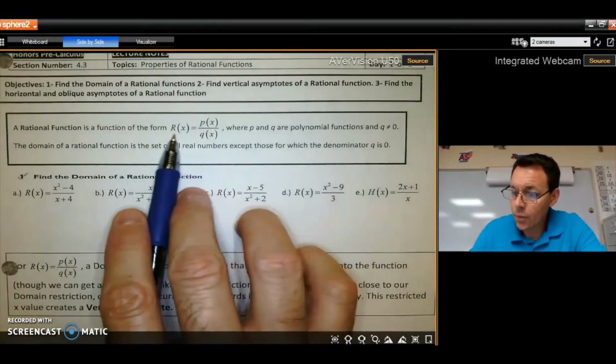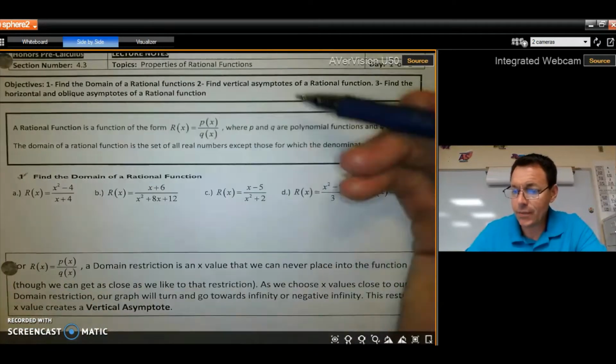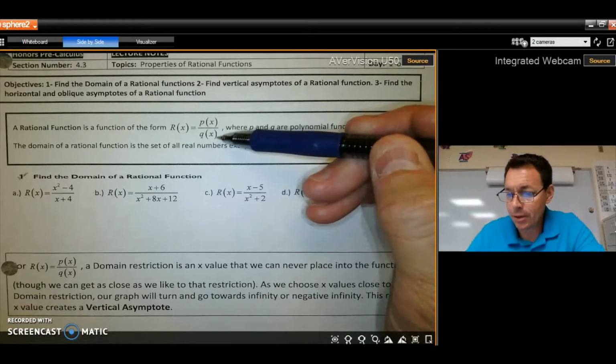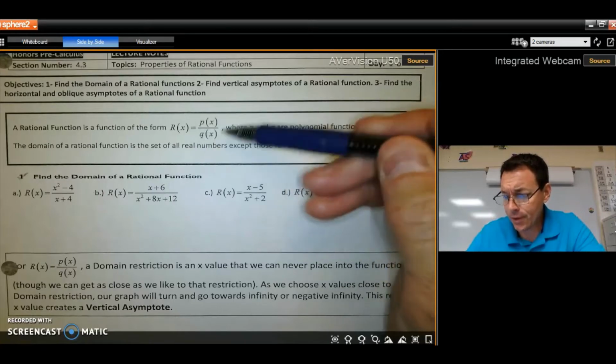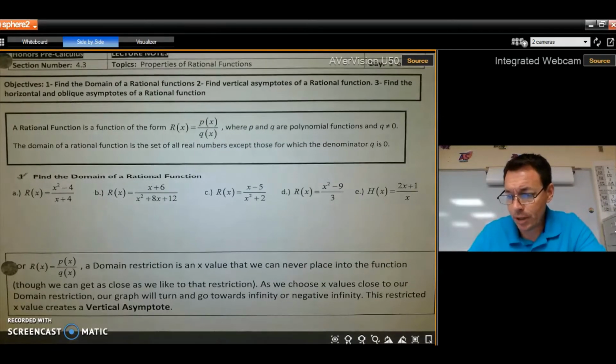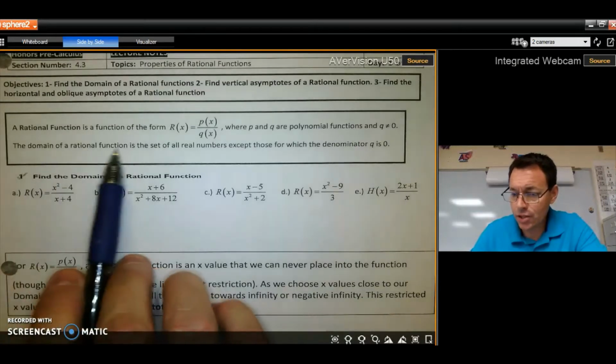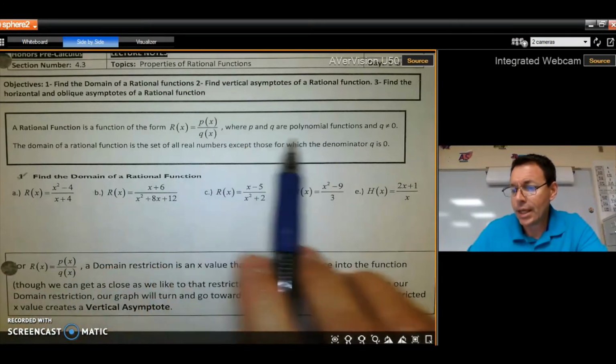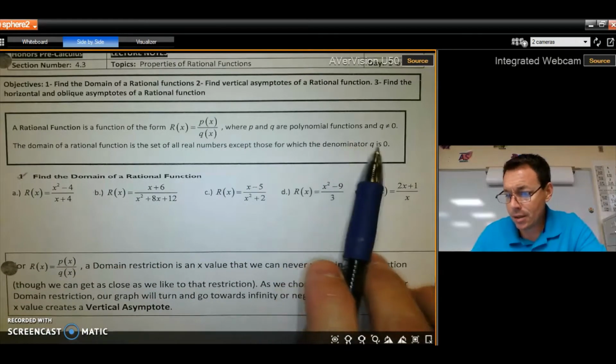So a rational function looks like this. It'll be some kind of polynomial on top, maybe a polynomial on bottom, and together this creates a fraction. So this is what your rational function is going to look like. The domain of a rational function is the set of all real numbers except anything that is going to make the denominator equal to 0.